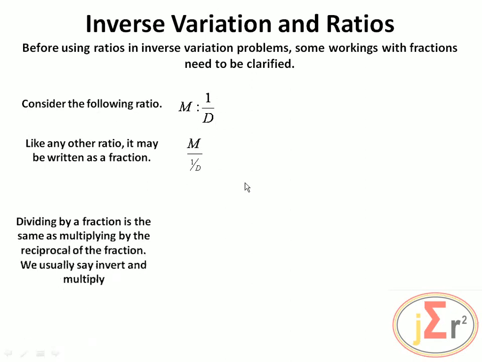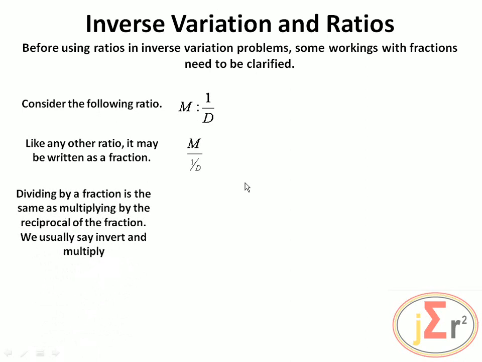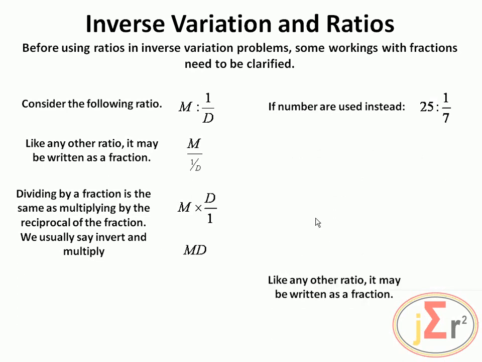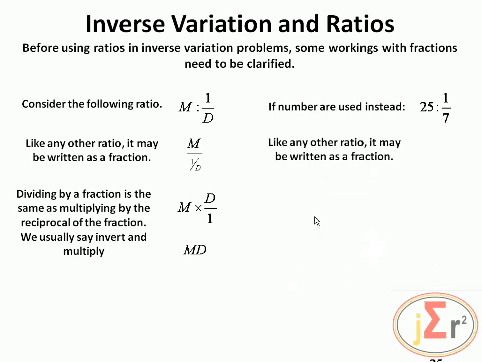Of course, when we divide by a fraction, we invert and multiply. So that is what we have done right here. So it turns out to be md. And that is what we need to be cognizant of. If we are going to be using numbers and we have a ratio 25 to 1 over 7, we are going to say 25 to be divided by 1 over 7.